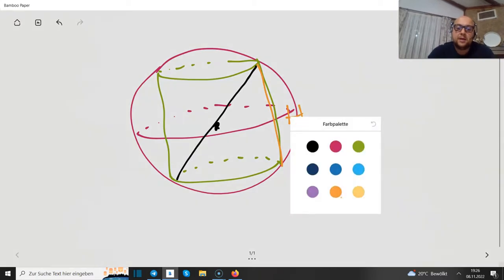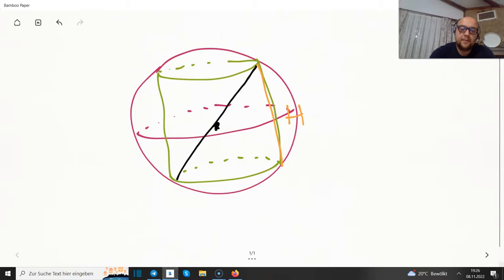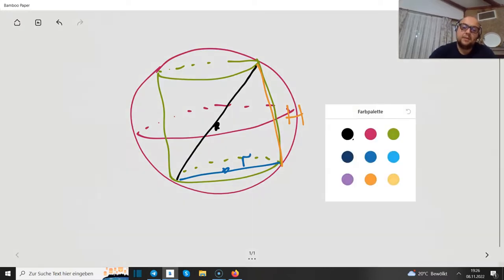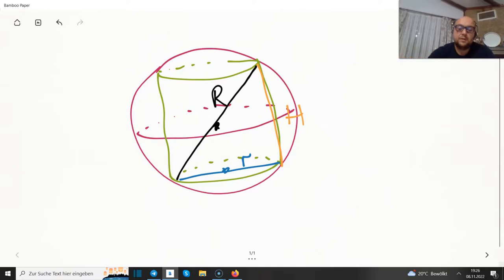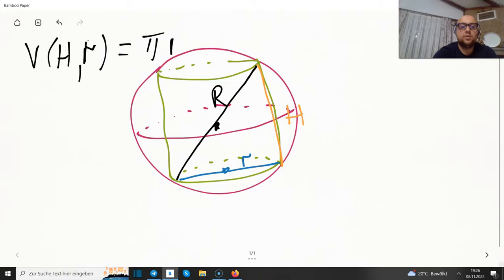And in this triangle, so this is a right angle triangle, this is the radius of the cylinder. Let's call it small r. This is capital R. And as you can see, our goal is to maximize the function of the volume, which is dependent now on two variables, h and small r, and that would be pi small r squared times h. Should be maximized.